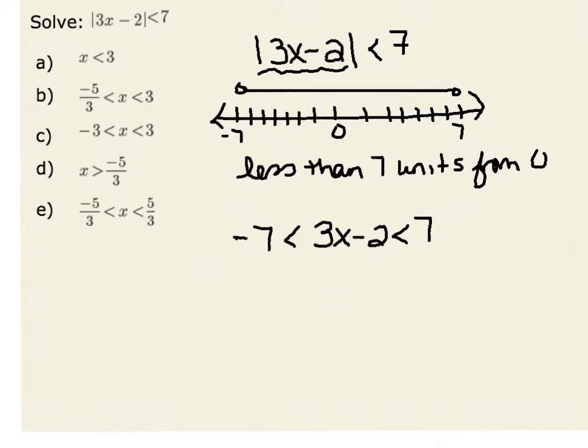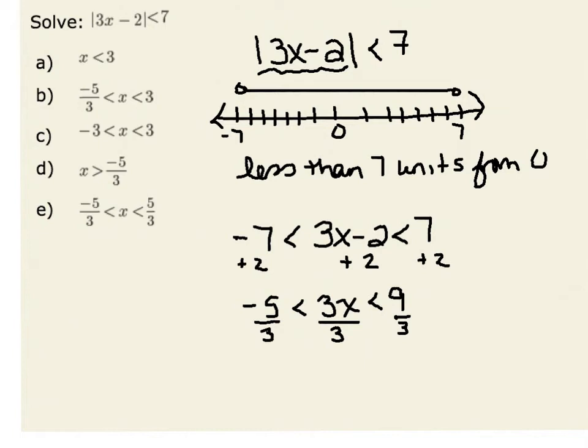The first thing that we can do is add 2. Therefore, I have negative 7 plus 2, or negative 5, is less than 3 times x, which is less than 7 plus 2, or 9. Now I can divide both sides by 3. This would result in the statement that negative 5/3 is less than x, and x is less than 3.